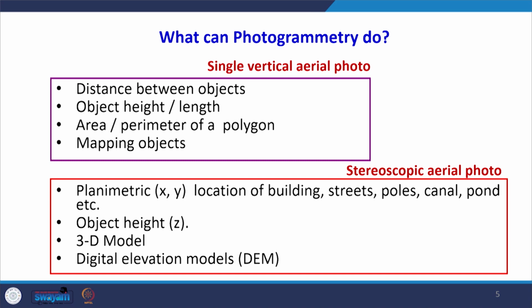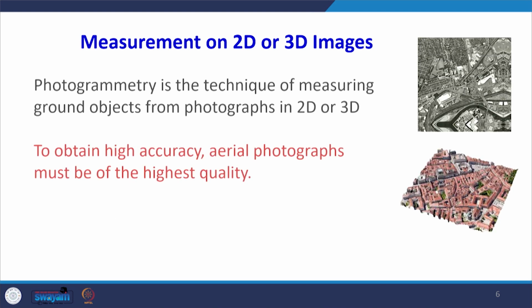When we are using stereoscopic aerial photographs, that means 2 photographs with an overlap region, then we can determine the planimetry as well as the height of the object. So the third dimension is measured with the help of stereo images. We can create a 3D model, and the best example of creating a 3D model is the digital elevation model, which we are using in a large number of projects.